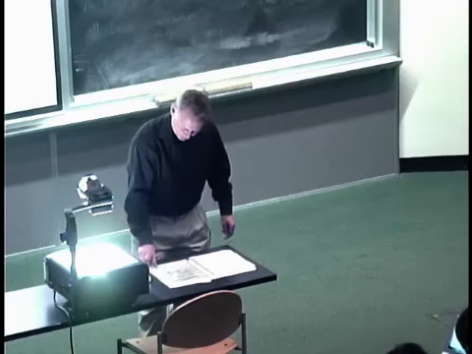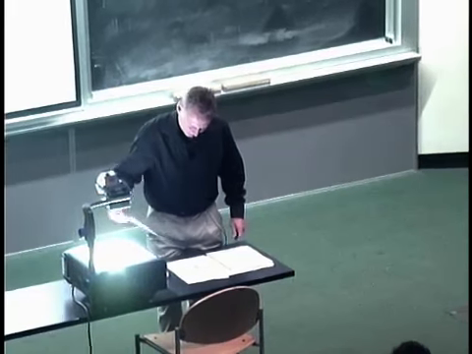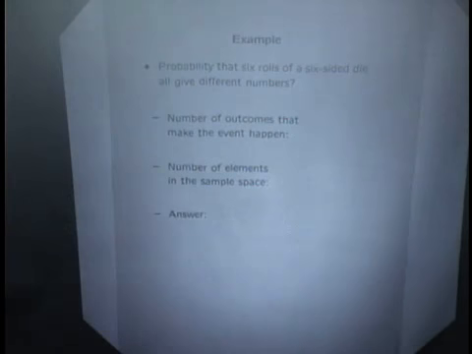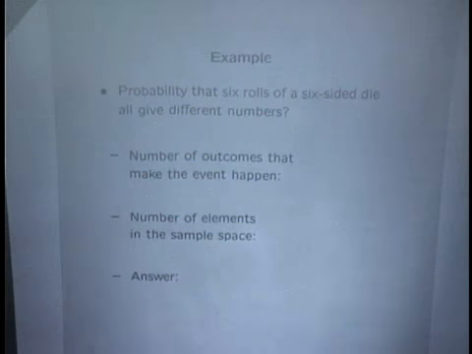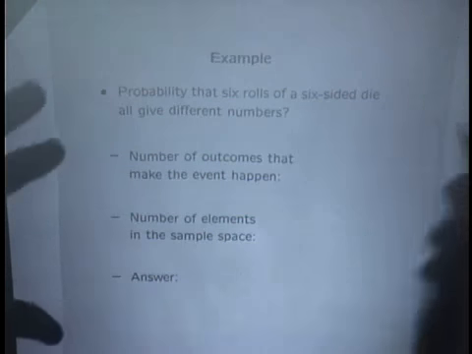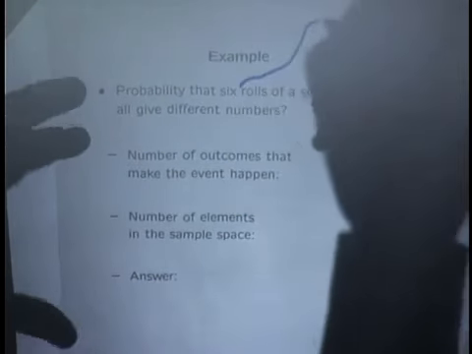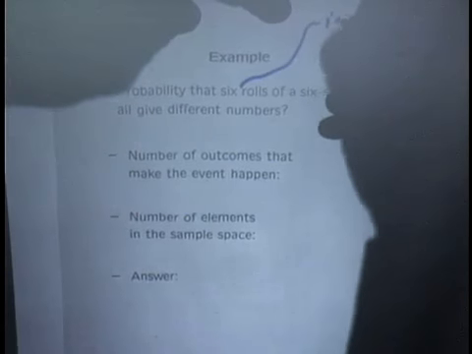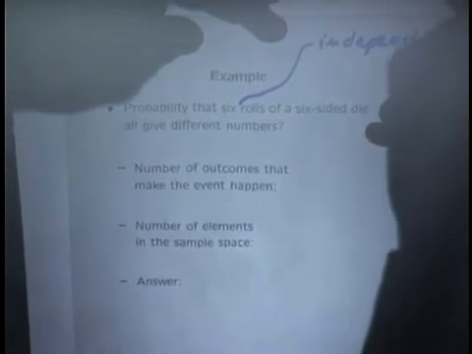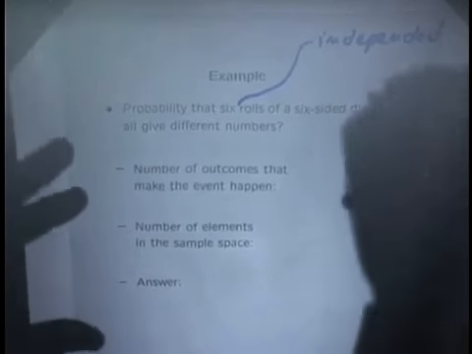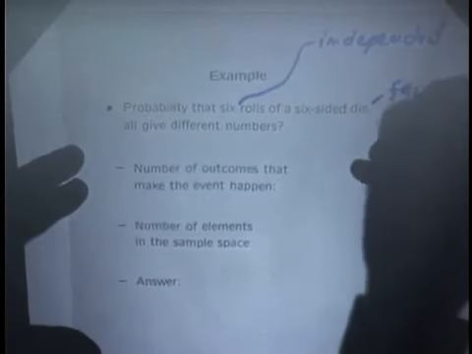Okay, so having gone so far, we can do our first example now. We are given a die, and we're going to roll it 6 times. Let's make some assumptions about the rolls. Let's assume that the rolls are independent, and that the die is also fair.